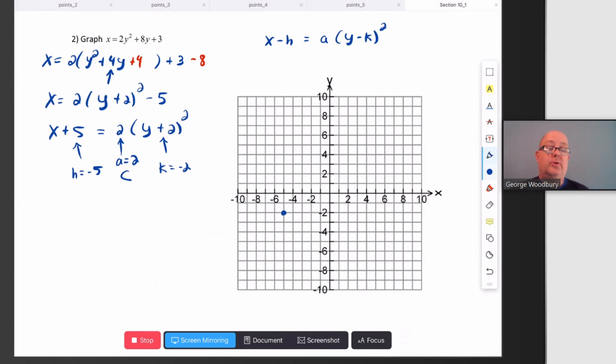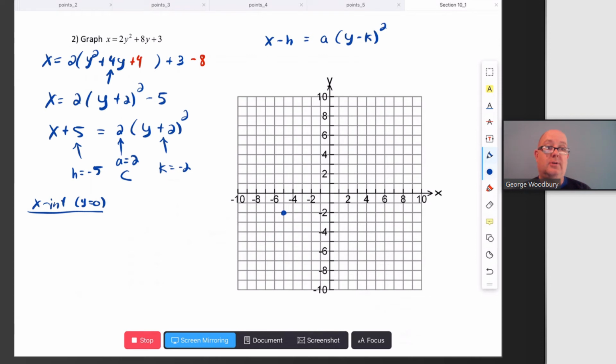It's going to go to the right, so we know that it's going to have y-intercepts. All of the ones that open left or right have to have an x-intercept. Maybe we'll find that one first. The x-intercept where y equals 0.